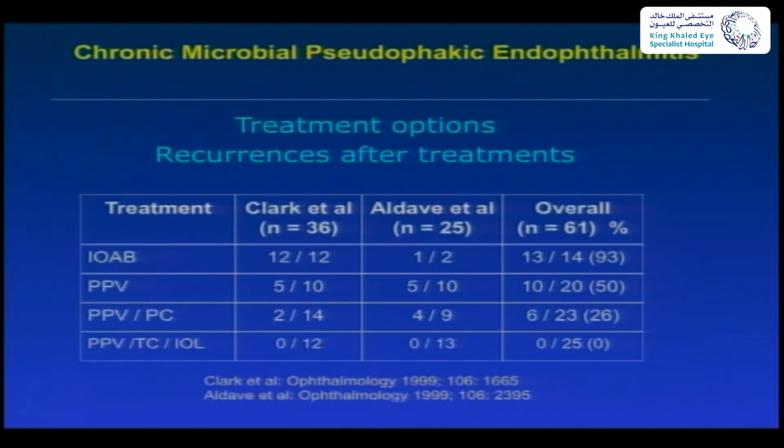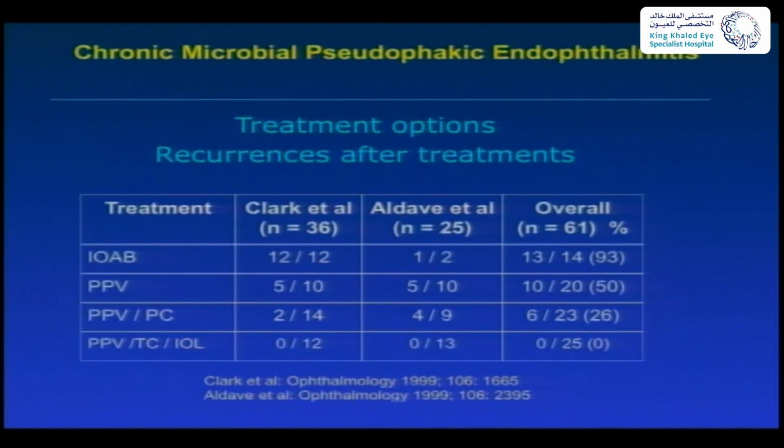If you use only intravitreal antibiotics, 93% of the cases will not respond. So the choice of only intravitreal antibiotics is not a good choice. You agree? Right. If you use vitrectomy and intravitreal antibiotics and you retain the capsule, 50% will recur. So this is not a very good choice.